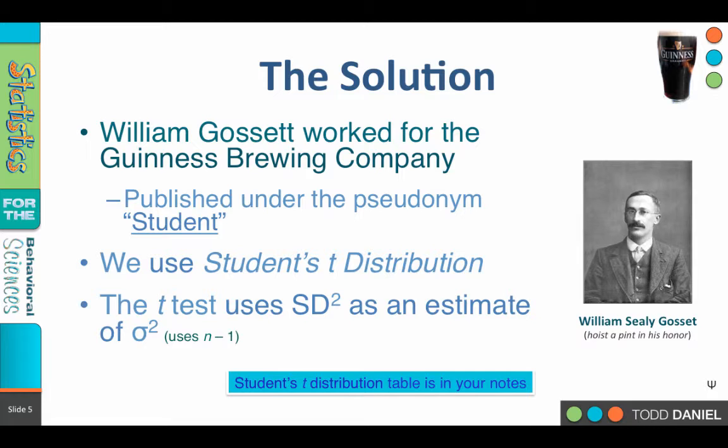The t-test, the Student's t-test, uses sample variance as an estimate of population variance. And as such, it uses n-1 in the denominator. So we can use Student's t-table in order to find a critical value for any t-test. And Student's t-table is the gift that Gossett has given us. And we will learn how to use it as we learn about one-sample t-tests.